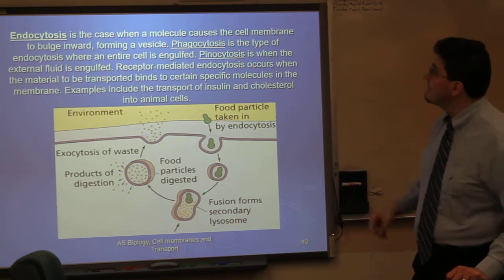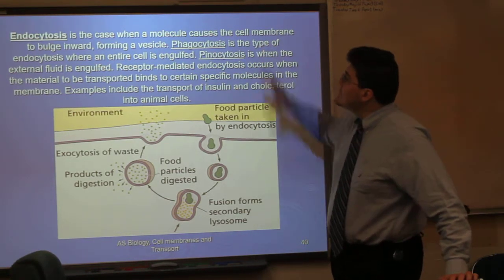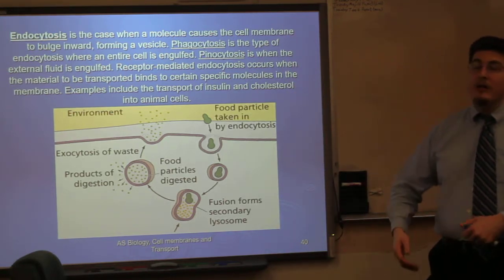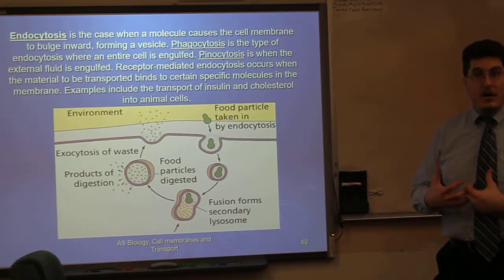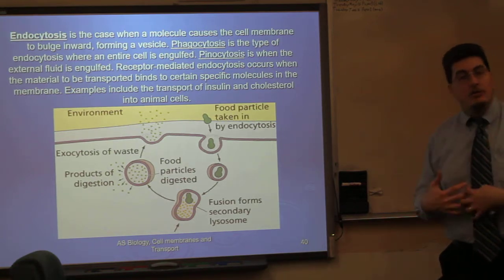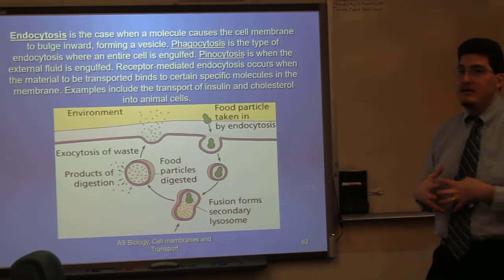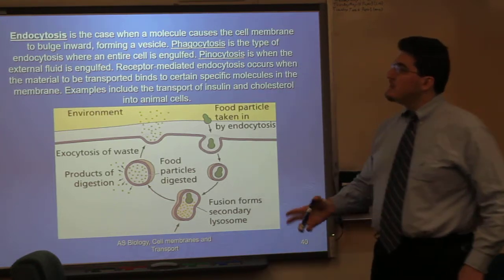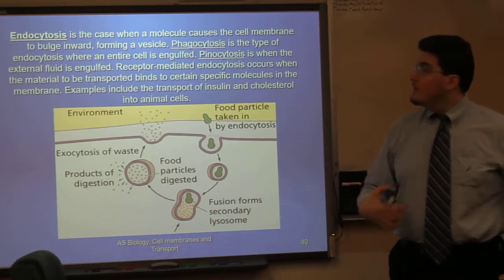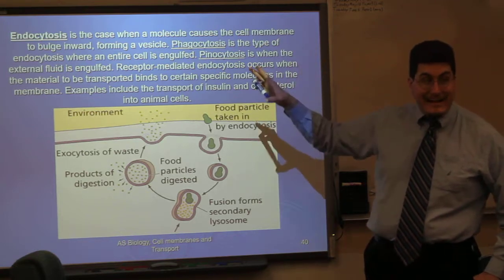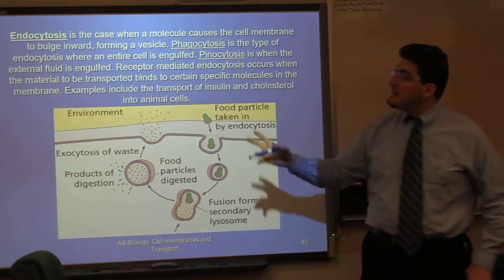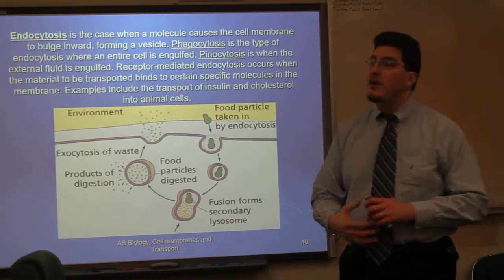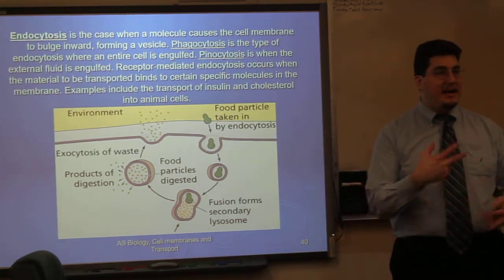Phagocytosis is a type of endocytosis where an entire cell or a cell fragment is engulfed. Some sort of enclosed vesicle or body is engulfed. Phagocytosis is cell eating. Pinocytosis is cell drinking. The external fluid of the cell is engulfed, and certain particles are taken in along with that cellular fluid.